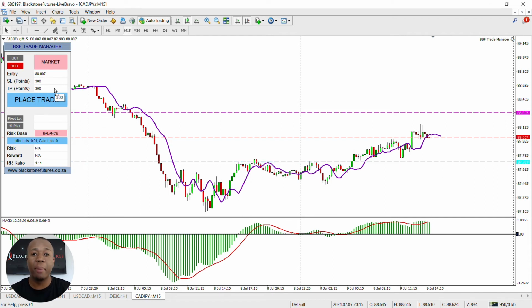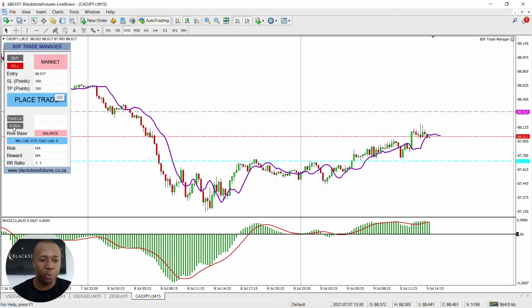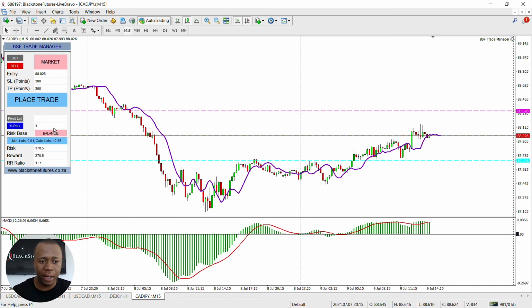Now the real reason why the BSF Trade Manager is so cool is because we can actually place our trades based on the risk percentage of our account balance. So I'm going to click here on risk percentage and it should be highlighted in blue. And I'm going to click here 1% for my trading account.